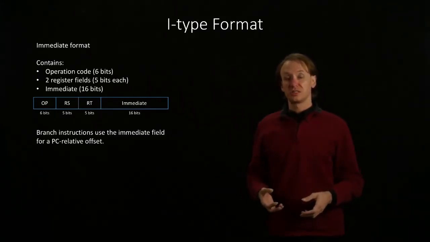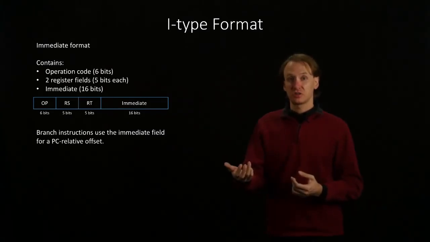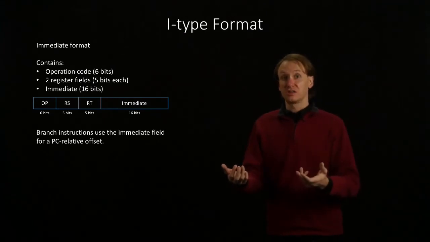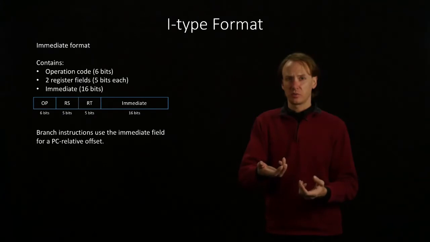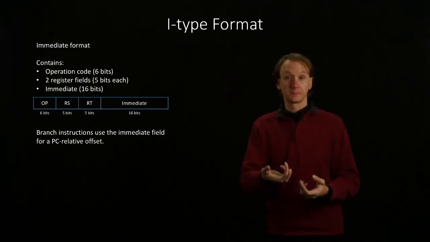We will also use this type for load and store instructions where we have a base address in a register, a constant offset that we put in the instruction, and then we have some register that we either want to read from or write to.